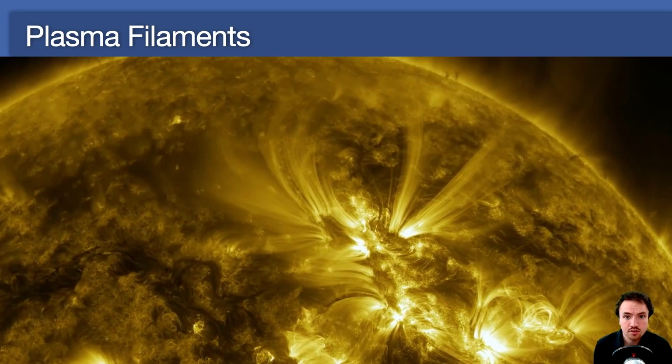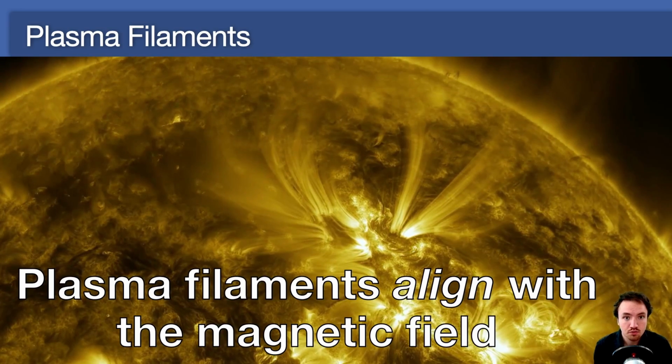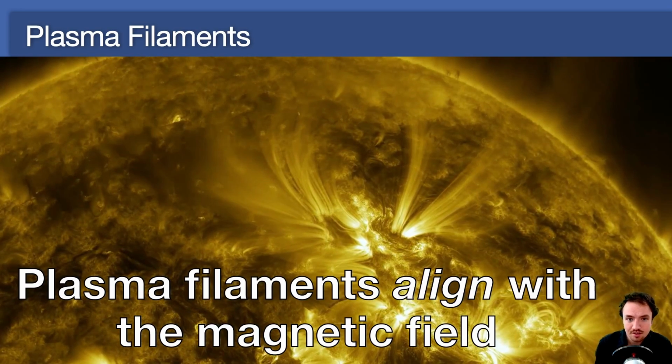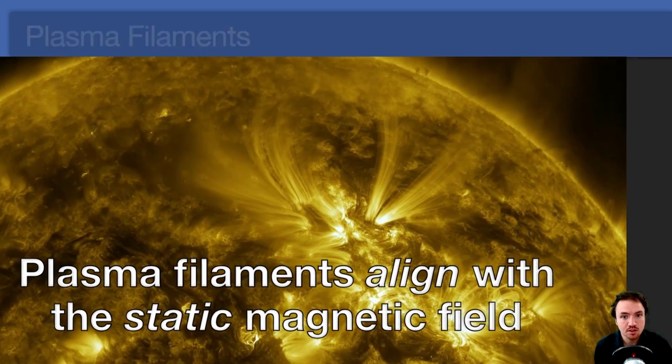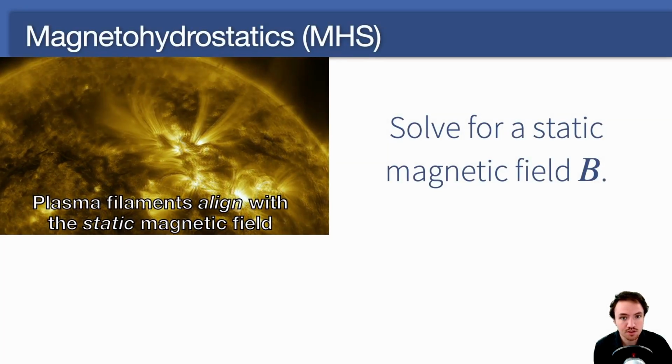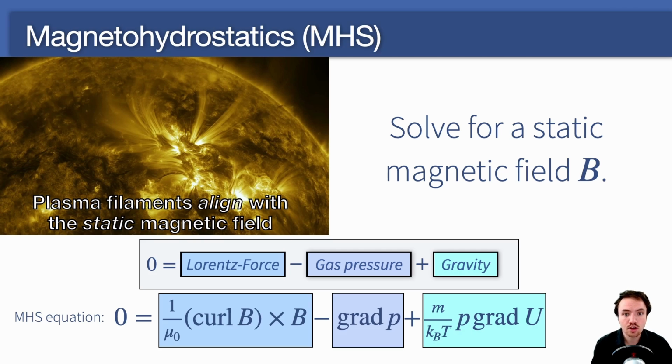From solar physics, we know that these plasma filaments align with the magnetic field. Furthermore, this magnetic field is static, meaning that it's pretty stable over time. This means that we need to solve for a static magnetic field B to align our plasma filaments to. This static field can be expressed as an equilibrium of Lorentz force, gas pressure, and gravity, joined together by the magnetohydrostatic equation displayed here. This is the core equation we are trying to solve.